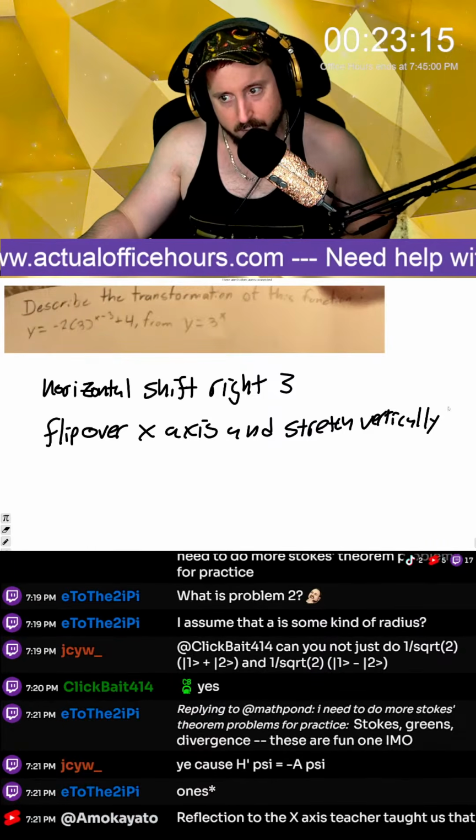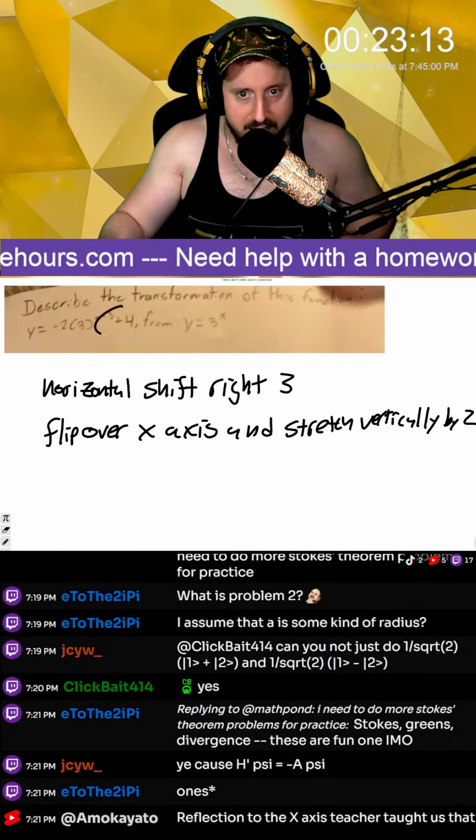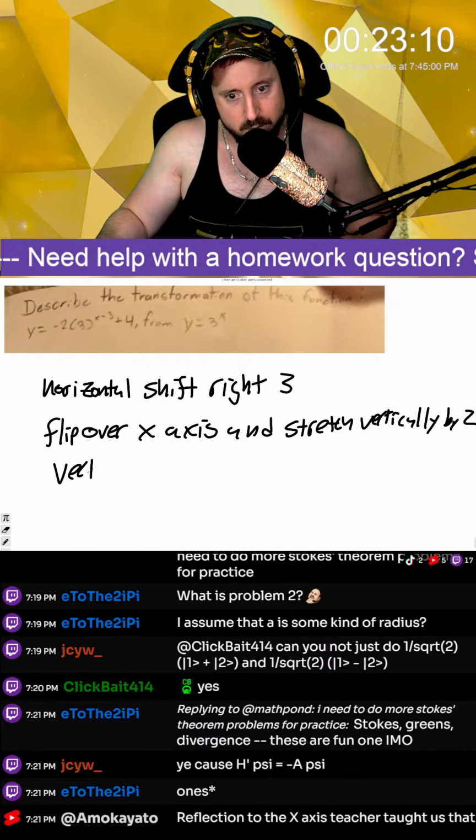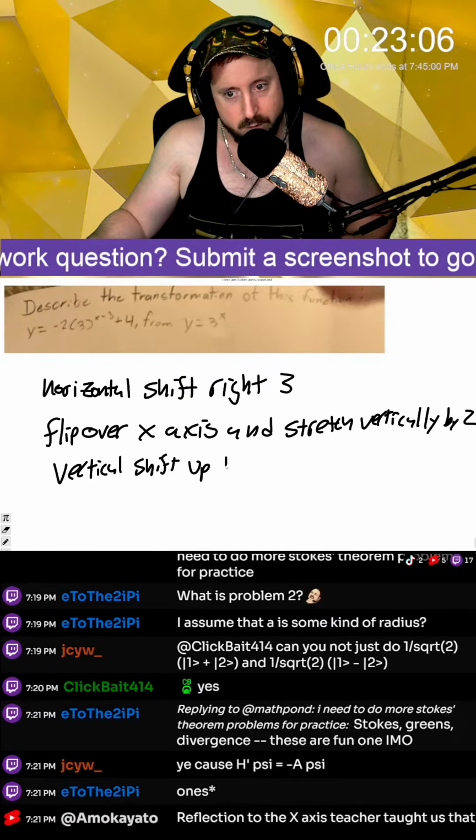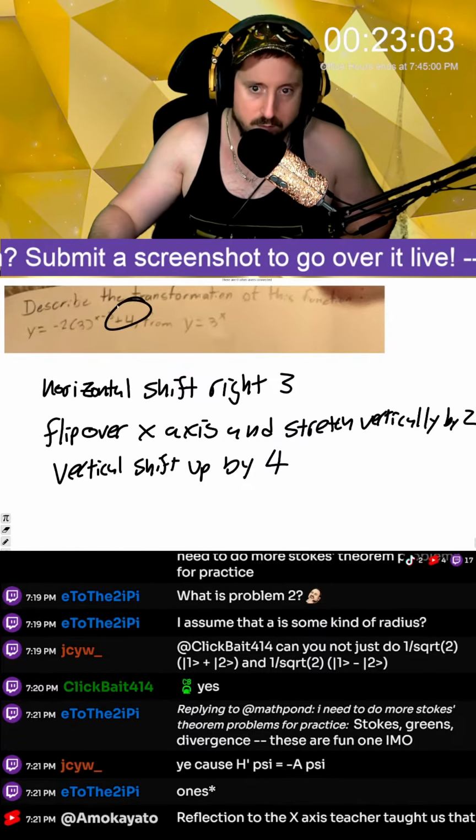Stretch vertically by 2. And then the last thing is vertical shift up by 4. That's what this is.